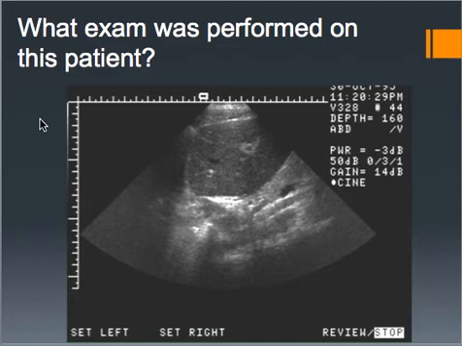What exam was performed on this patient? So this is an abdomen ultrasound. You can see the liver here. Abdomen ultrasounds are a little bit harder to differentiate. There's not a clear definitive answer of what it is. So I want you to kind of remember this image. If you see it on a test, this is an abdomen ultrasound.